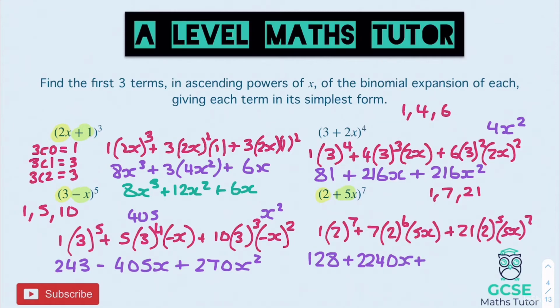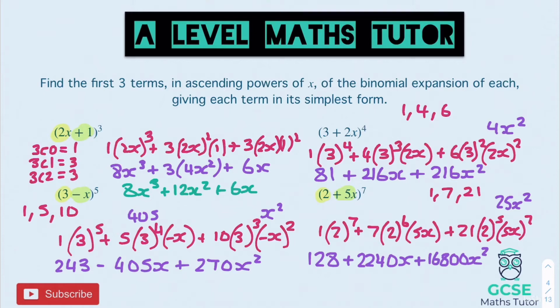And then for our last piece here, 2 to the power of 5 there in the bracket is 32. Multiply that by the 21 is 672. And then obviously we've got 5x to the power of... what's that last one there? 5x to the squared there. So 5x squared is 25x squared. So we've got 672. We'll times that by the 25 now, and we get 16,800. There we go, 16,800x squared.